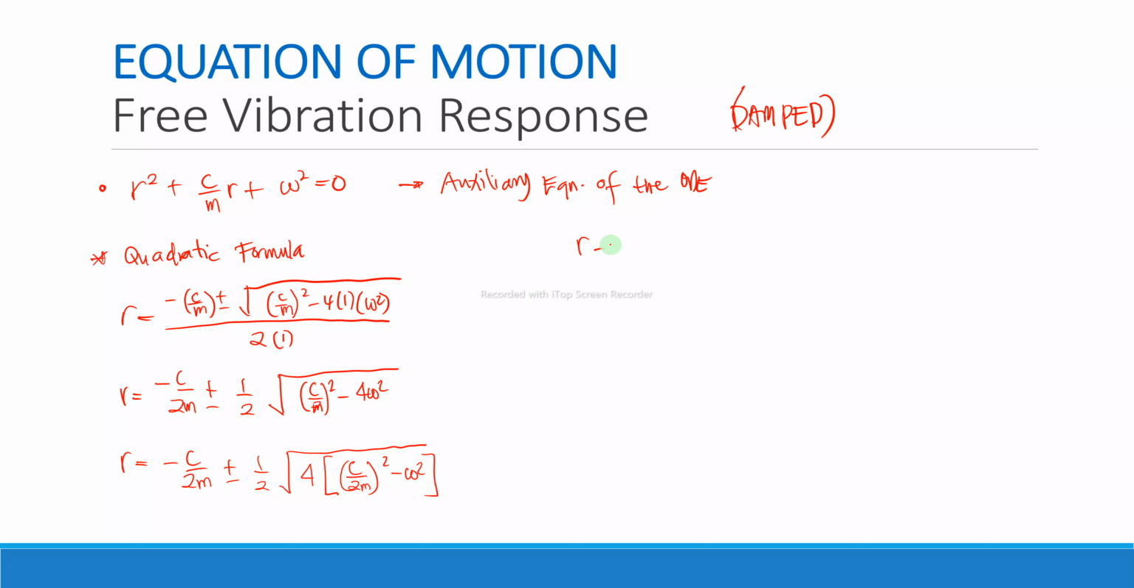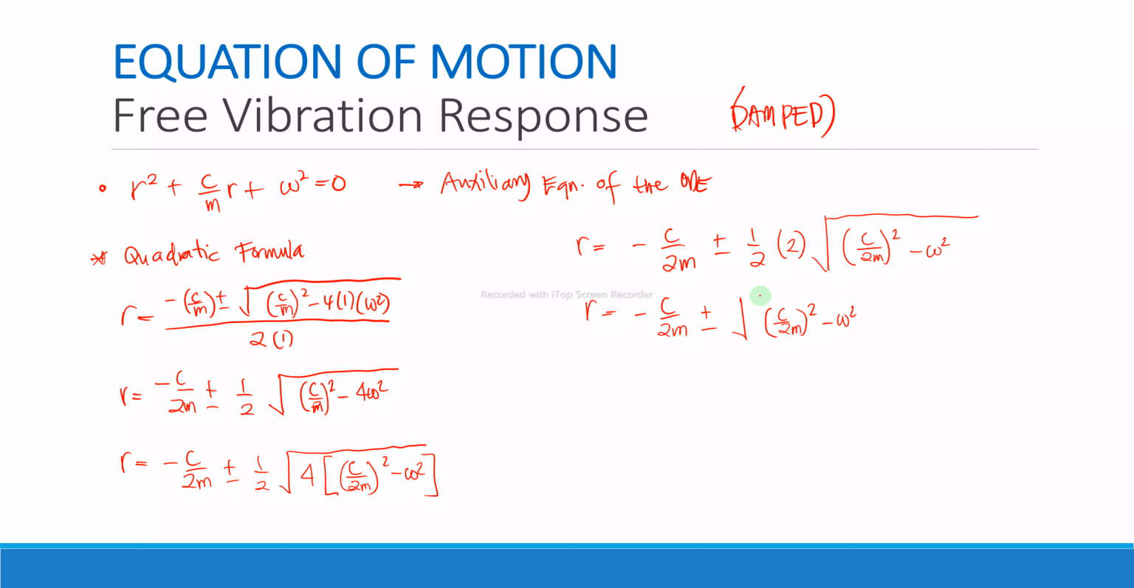So, let's proceed. We have R is equal to negative C over 2M plus or minus 1 half times 2, because the square root of 4 is 2, times the square root of C over 2M squared minus omega squared, or we will have R is equal to negative C over 2M plus or minus the square root of C over 2M squared minus omega squared.